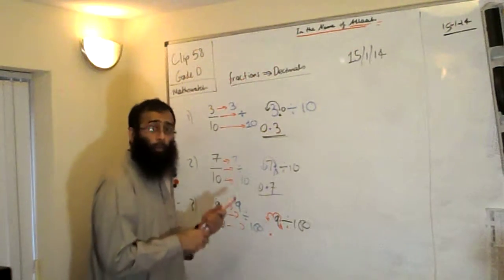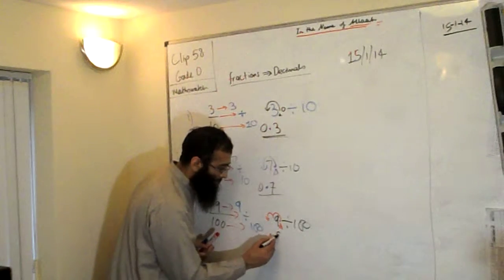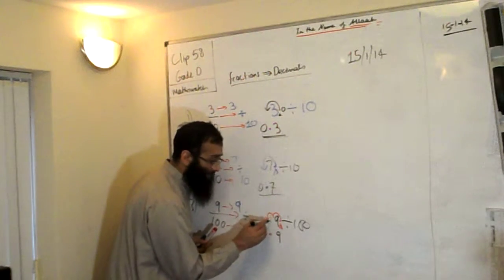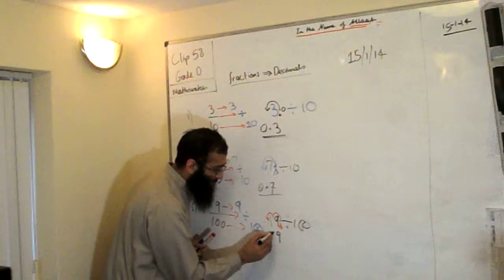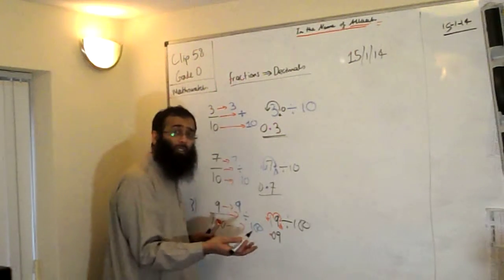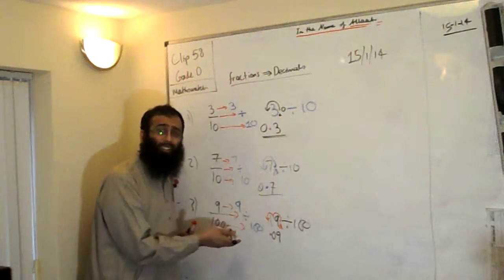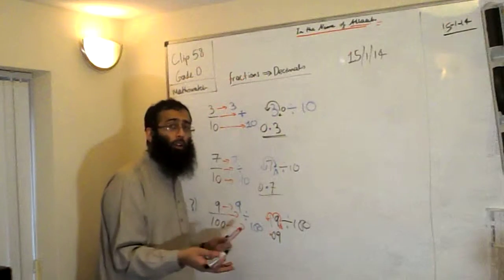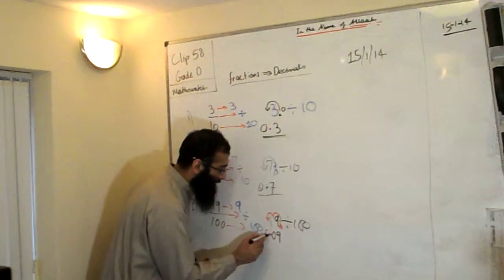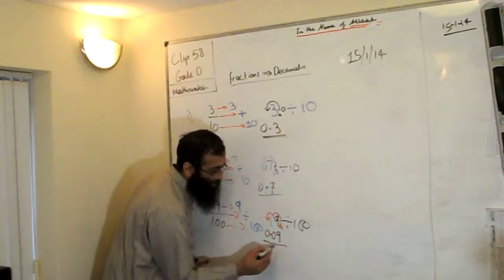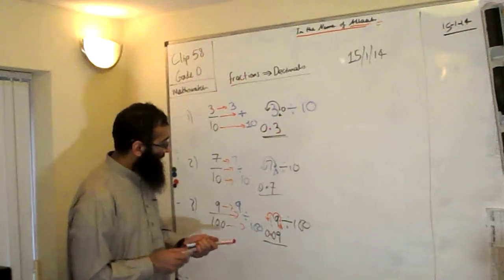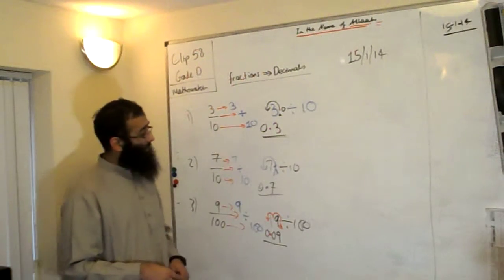What we do now, we copy down the 9, and in this gap over here, this empty space, we put a 0, and to finish the number off so it looks correct, it's 0.09, not .09. So we get an extra 0 there to make the number be written down correctly. And that's the end of these three examples.